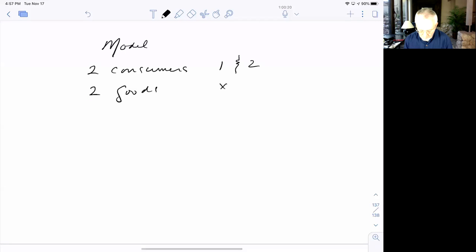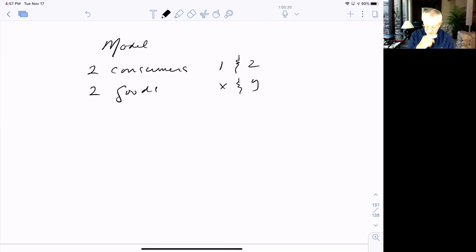So our model will have two consumers, and they're going to have some very creative names. They're going to be consumer 1 and 2. And they're going to consume two goods, which also creatively will be X and Y.